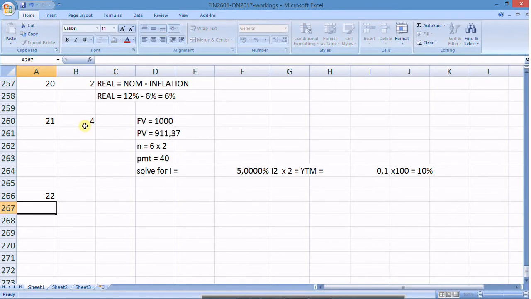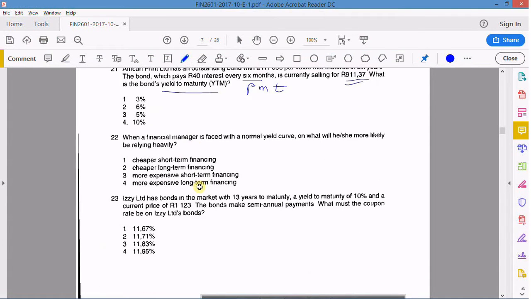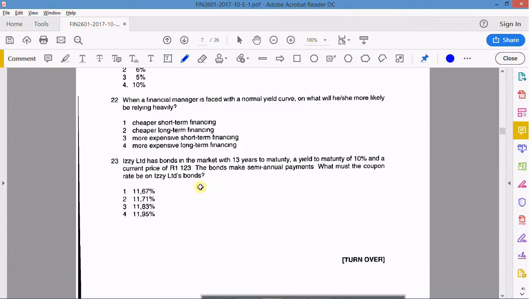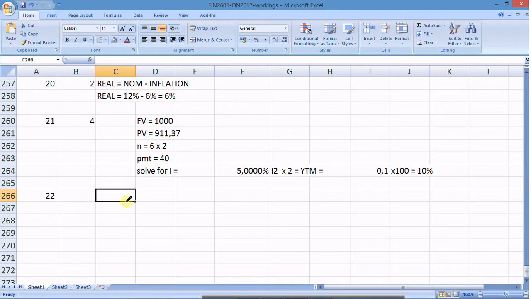Okay, 22. Theory. When a financial manager is faced with a normal yield curve, so normal means that, on what will he or she most likely be relying heavily? Cheaper short-term financing? Yes. Cheaper long-term financing? No. More expensive long-term financing? Yes. More expensive short-term? No. More expensive long-term? Yes. But they'll rely on the cheaper. So 1. Yay. Okay, 23.